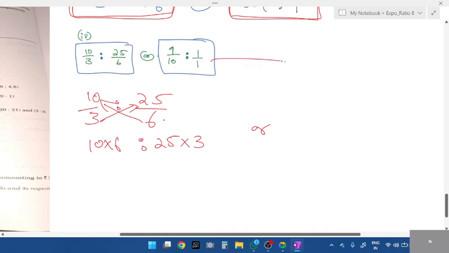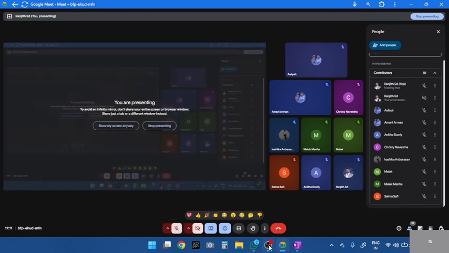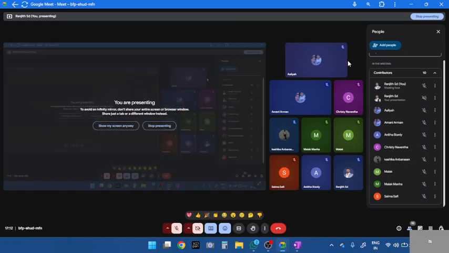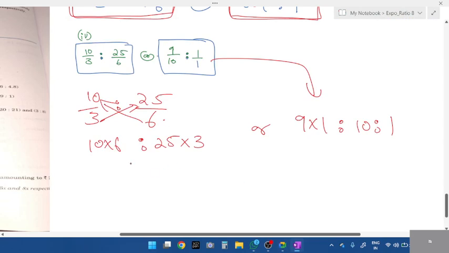What about the next one, students? Tell me for this one. Cross multiply the denominator. 9 into 1 is to 10 into 1 or 1 into 10. Now, just a minute. Now we have 10 into 6, 25 into 3.